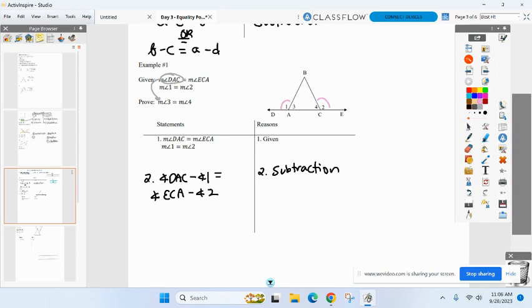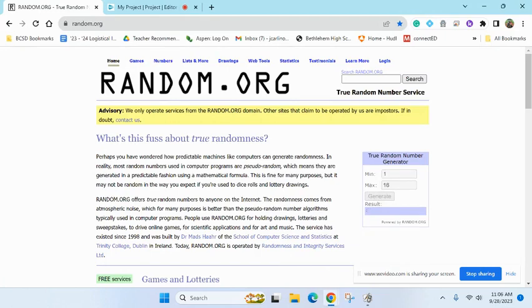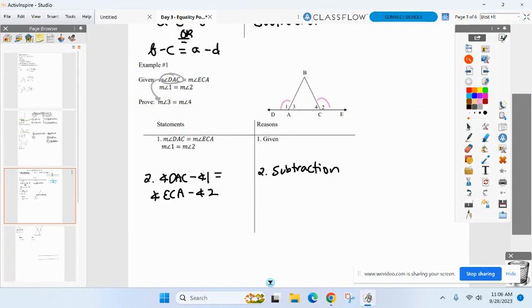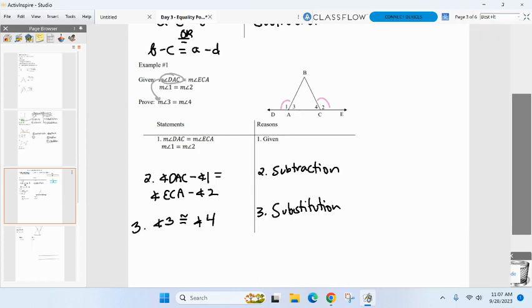And now we replace, just like we did with addition. Now we replace DAC minus angle 1. What angles are you replacing it with? Zoe, what angles are you going to replace? Let's start DAC minus angle 1. I'm going to put in what for it? Angle 3. And then ECA minus angle 2. I'm going to plug in angle 4. Good. And that is substitution. Subtraction, questions. All right, one more subtraction just to make sure we're solid.